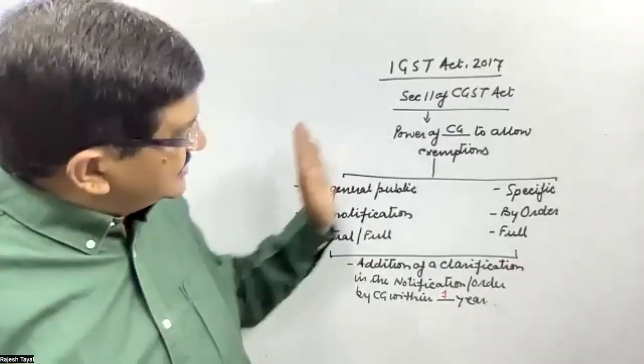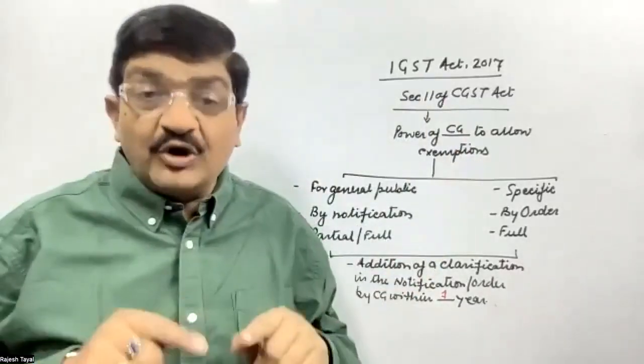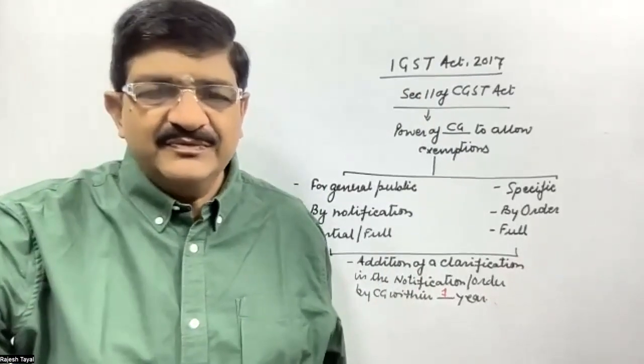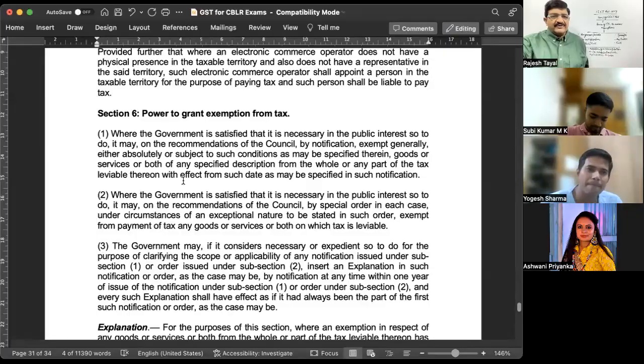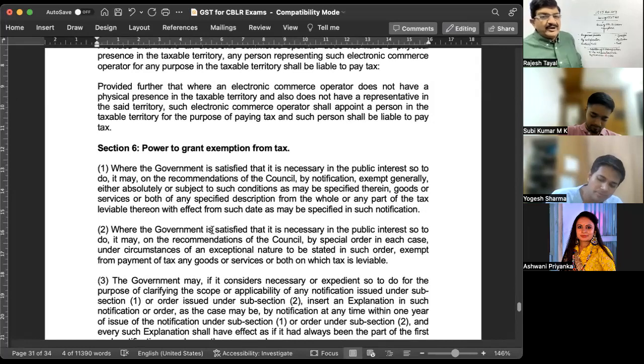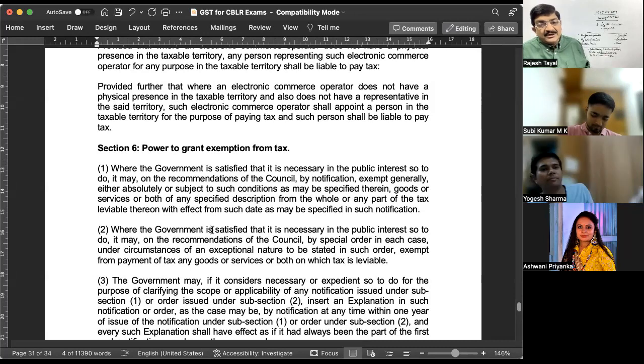Now, based on this information, we are going to section 6 of IGST. What this says: where the government is satisfied that it is necessary in the public interest so to do, it may, on the recommendation of council by notification, exempt generally, either absolutely or subject to conditions that may be specified, goods or services or both from the whole or any part of the tax levied thereon with effect from such a date as may be specified in the notification.